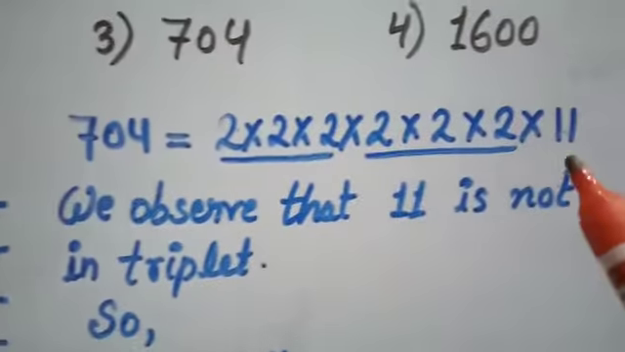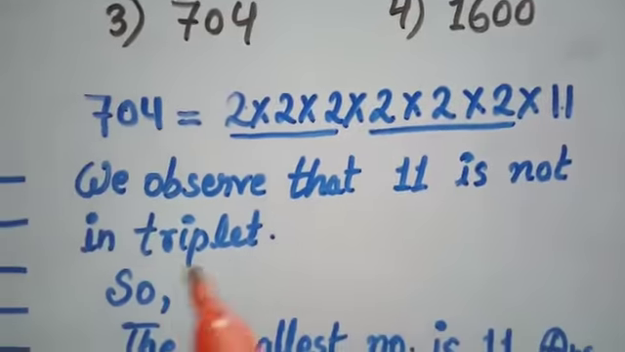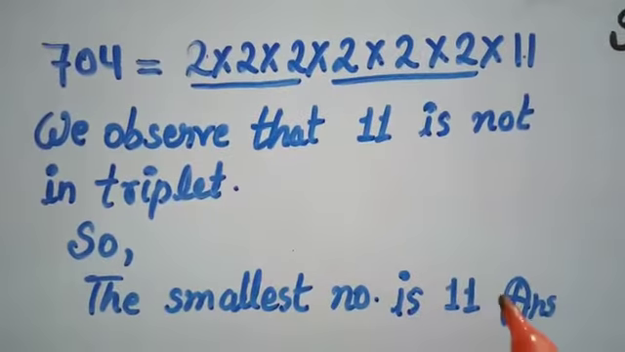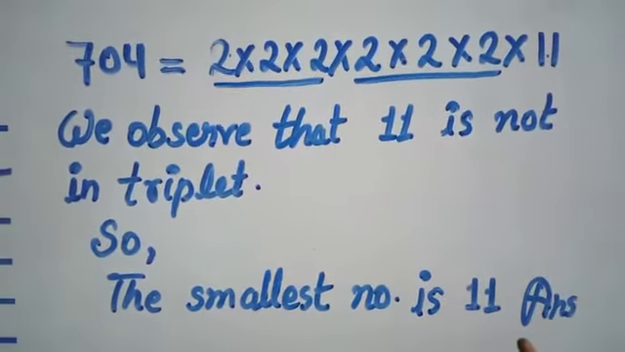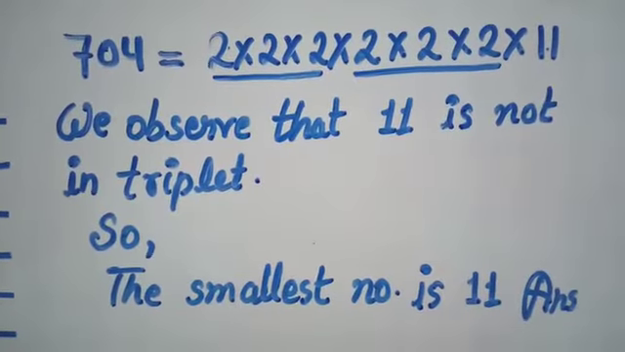We observe that this 11 is not in triplet, so the smallest number is 11, by which 704 must be divided to obtain a perfect cube.